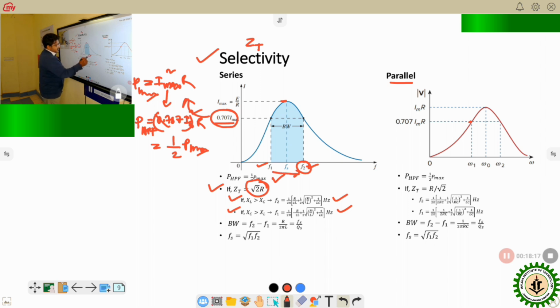Now this range of frequencies that is selected is called the bandwidth. This is the width of the band, and if we do F2 minus F1, we get R by 2 pi L. From here we can again get the fs and Qs formulas that have already been discussed earlier. Qs here is 1 by R root over L by C. Similarly, from F1 and F2 we can also derive this formula, where the resonance frequency is equal to the square root of the product of the lower corner frequency and the higher corner frequency.